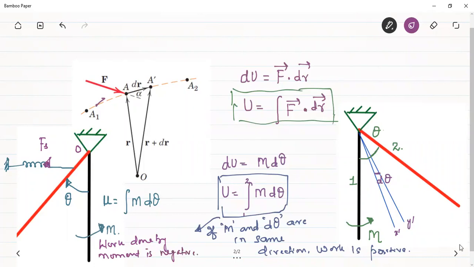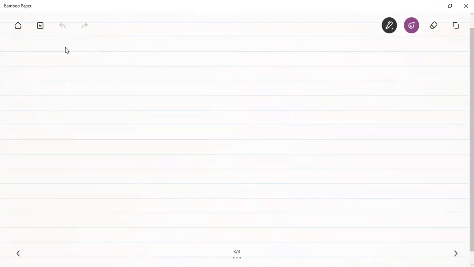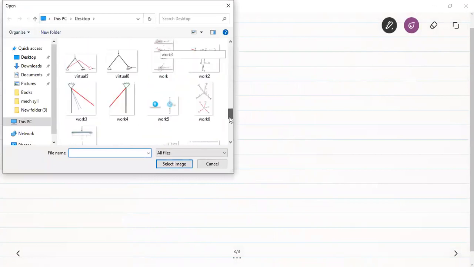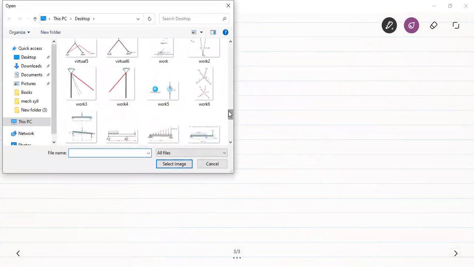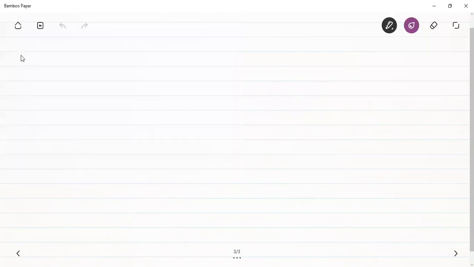Fine. So these are some basic things which we are already aware of from the school level. Now let's define something which is known as the virtual displacement.